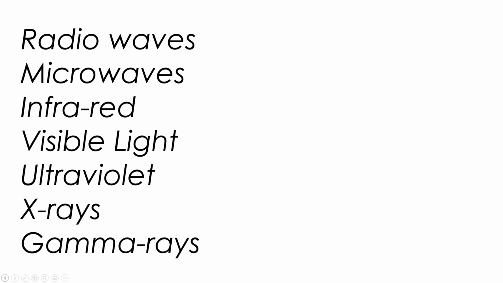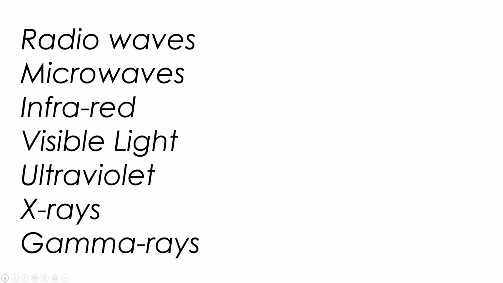So first of all, we need to know the order of the electromagnetic spectrum. We have radio waves, microwaves, infrared, visible light, ultraviolet, X-rays, and gamma rays. Now you can remember these by brute force, by simply repeating them over and over again, which is what I did when I learned them in my GCSEs.